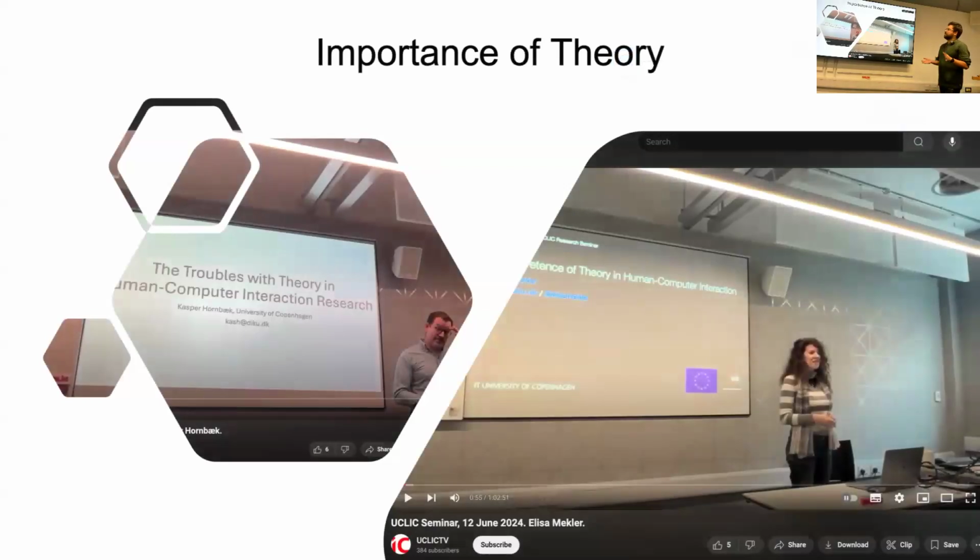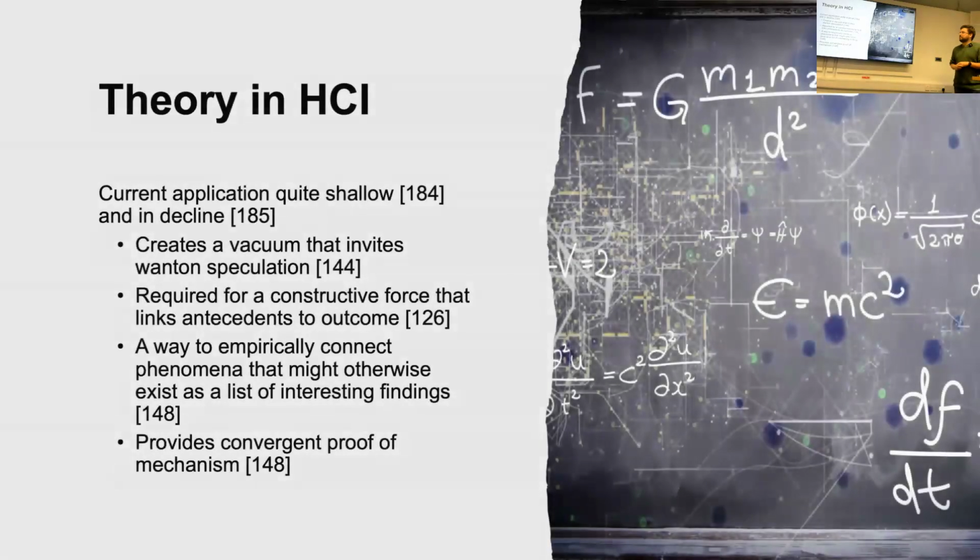One thing I want to highlight is the importance of theory. This has been highlighted by more influential people than me. If you want to learn about the importance of theory, you can listen to Meckler's talk or Hornbeck's talk that were also UCLIC seminars, so they're on YouTube. But I'm going to focus more on the dual process theory side of things.